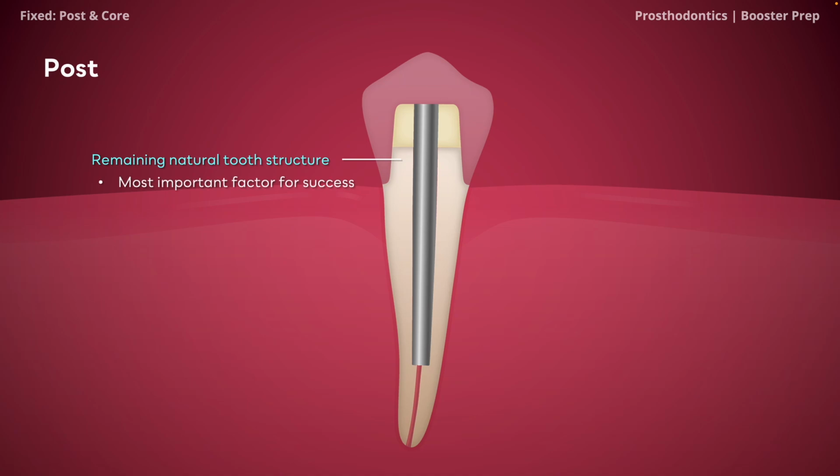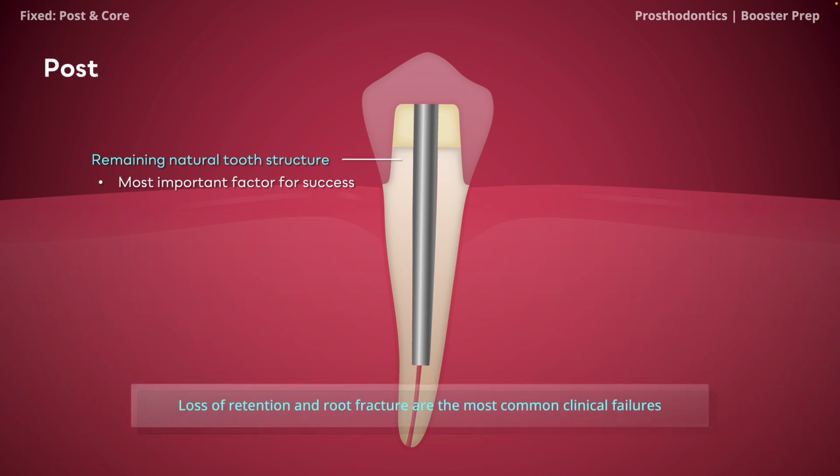And while it may seem intuitive for the post to strengthen roots and increase stability, this is actually not the case. Posts actually weaken roots and make them more prone to fracture. In fact, the most common clinical failures for posts and cores that you need to be aware of are loss of retention and root fractures.